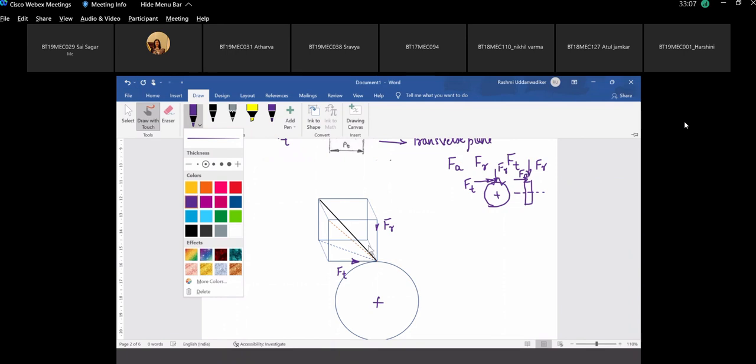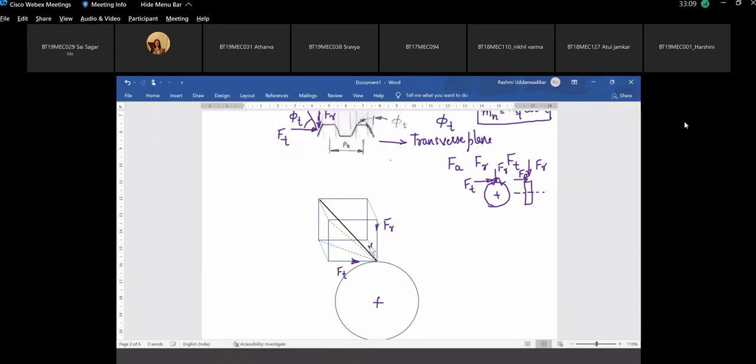This force along the axis of the shaft. This is Fa. This concept is very important, so I want you to be very attentive here. Same force, let me mark it here, Fa. So what is the angle between this Fa and Ft? What is this angle?